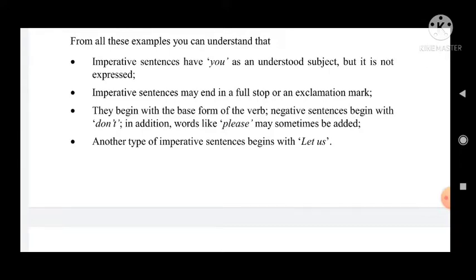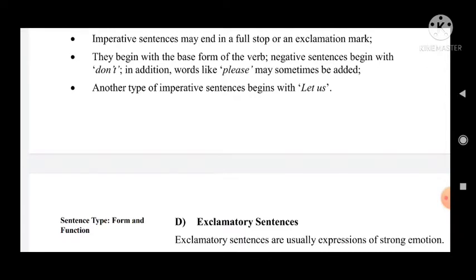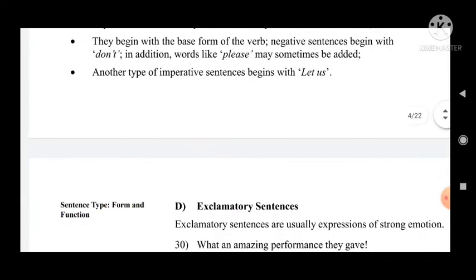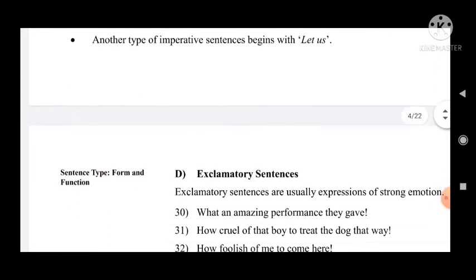Imperative sentences may end in a full stop or an exclamation mark. They begin with the base form of the verb. Negative sentences begin with don't. In addition, words like please may sometimes be added. In the let's type, don't and please also can be added. Another type of imperative sentences begins with let us.